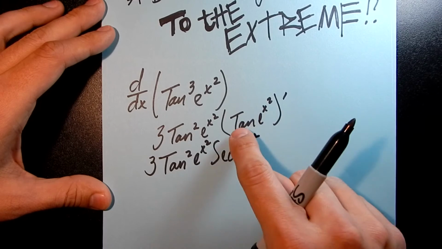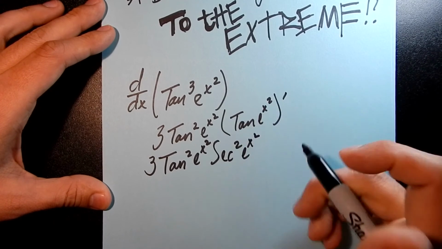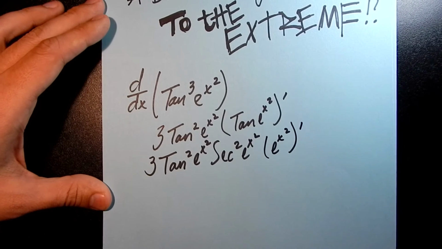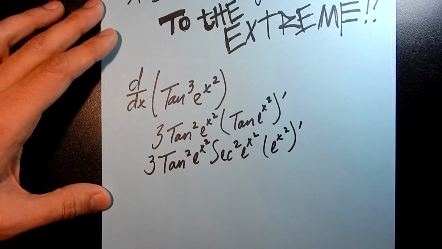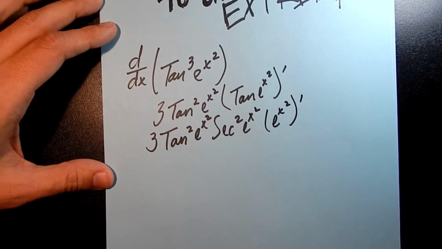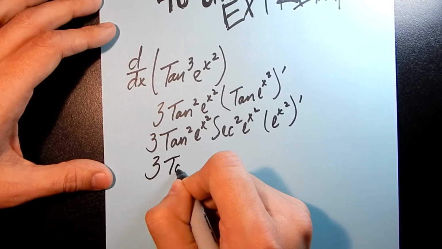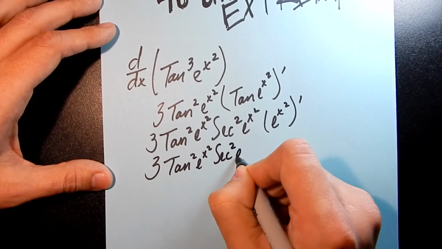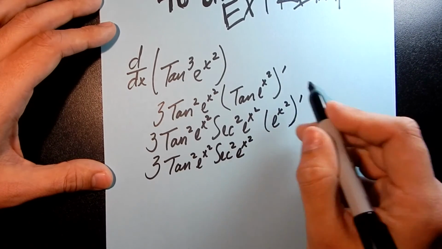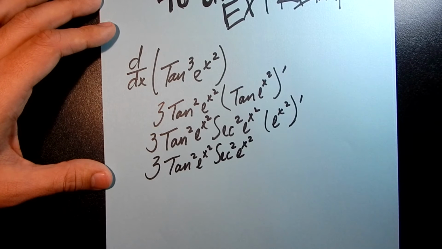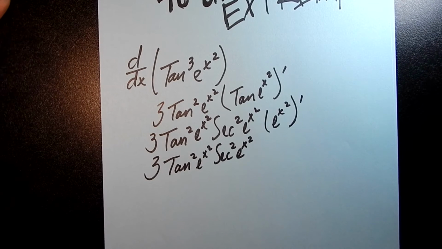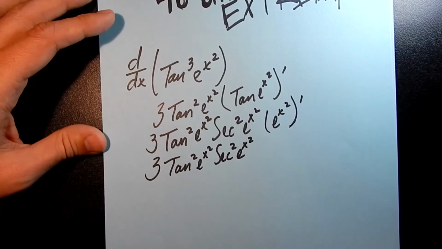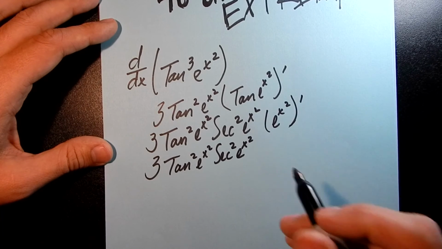But we took the derivative of this, and now we have to take the derivative of the inside piece. So this e to the x squared, now we have to think about the derivative of that. This is our second chain rule application. So now we've got 3 tangent squared e to the x squared secant squared e to the x squared, and then we're taking the derivative of this. The derivative of e to the x squared, well, the derivative of e to the whatever is just e to the whatever. It doesn't change. This is one of those interesting functions that is the derivative of itself. So that's kind of nice.